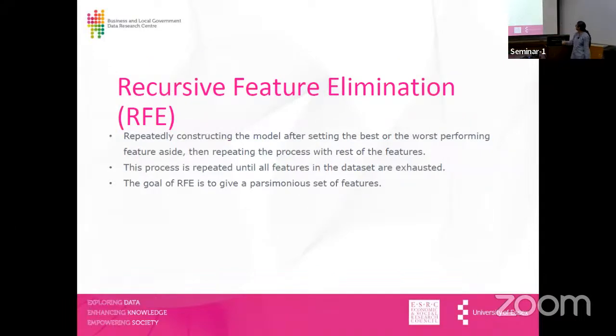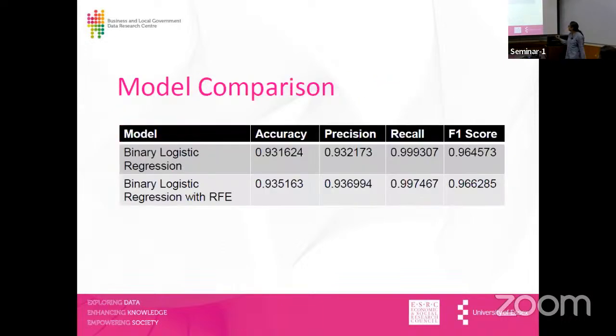So what is recursive feature elimination? It constructs the model repeatedly, either by keeping the best performing feature in the model and repeating it, or by removing the worst performing feature from the model and then again repeating it. So the goal of RFE is to give a parsimonious model, as I said. And yes, accuracy is higher by 0.004. So you're right, accuracy is higher.